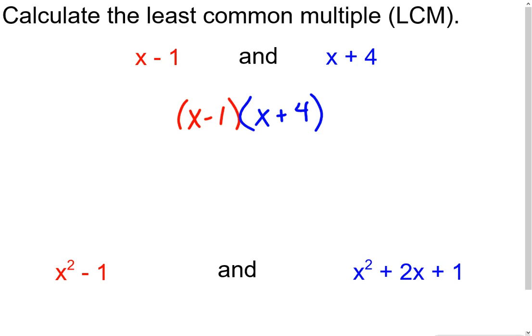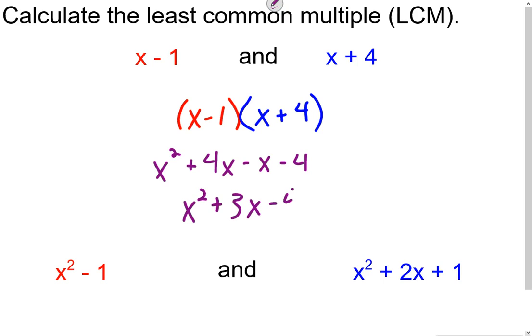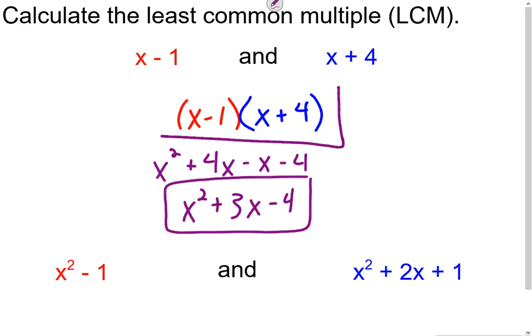Other times you're going to want to look at it and actually multiply that together. So if we were to FOIL it, we'd end up with x squared plus 4x minus x, and then minus 4, and put that all together for x squared plus 3x minus 4. There's your least common multiple. Sometimes we'll also display it just as the factors.